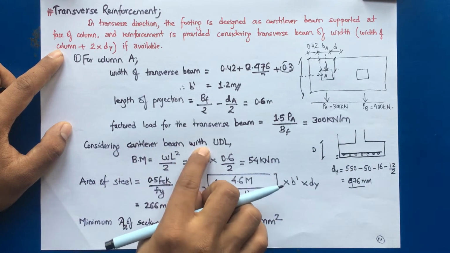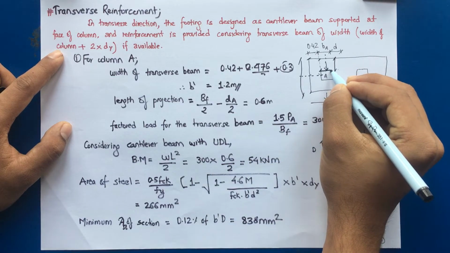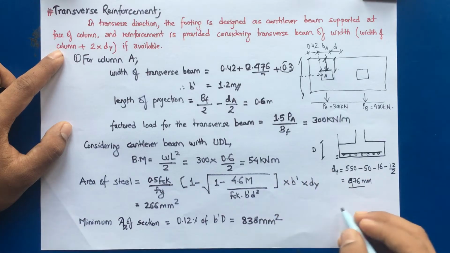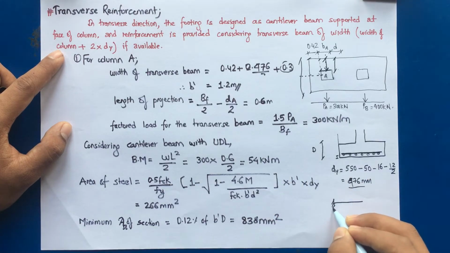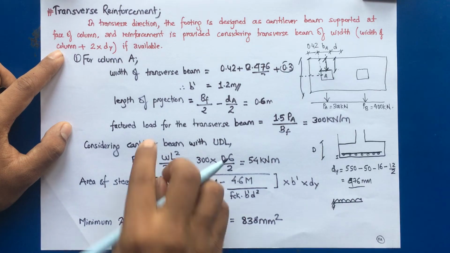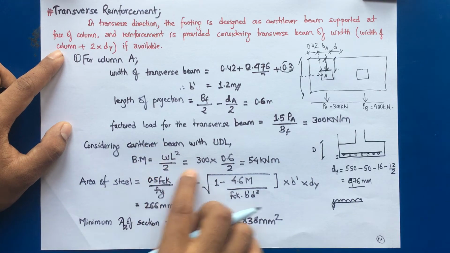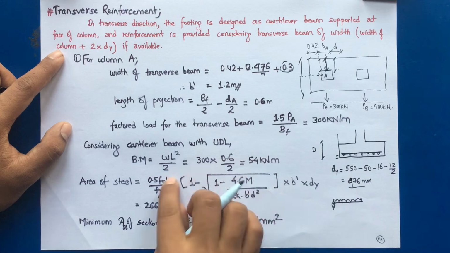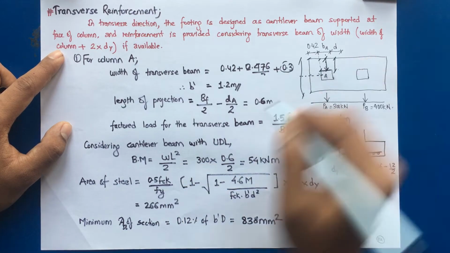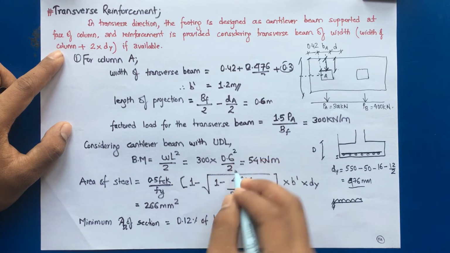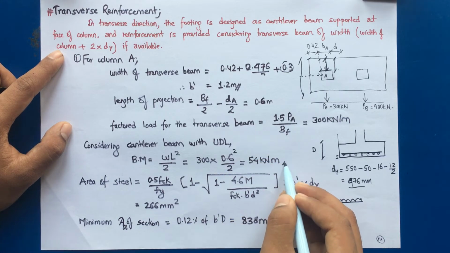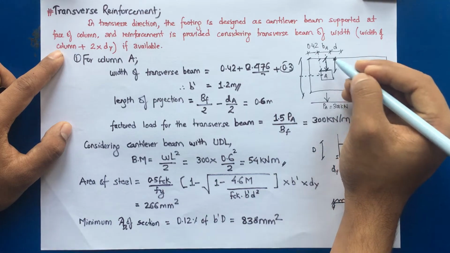Considering a cantilever beam with UDL, that is from the face of the column, considering this much projection as a cantilever beam subjected to a UDL, then the moment will be wL square by 2. The UDL is 300 kilonewton per meter into the length of projection 0.6 square divided by 2. So this comes as 54 kilonewton meter. This is the bending moment acting along the projection.